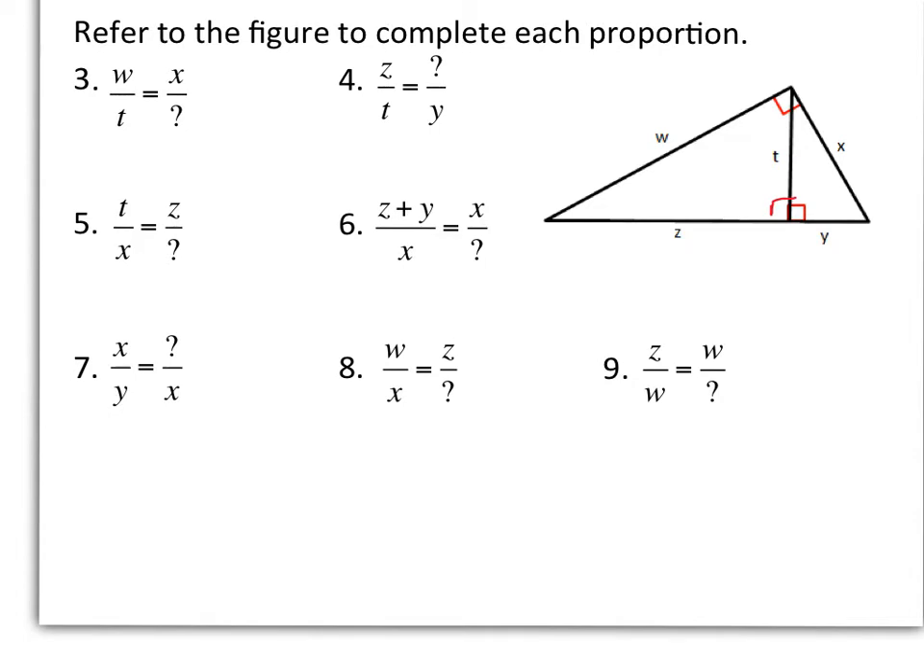So in number 3, we have W is to T. So if you notice, W is the hypotenuse of the medium triangle, and T is the shorter side. So then it says X is to, okay, well X is the hypotenuse of our smaller triangle, and then Y would be the shorter side of our smaller triangle.